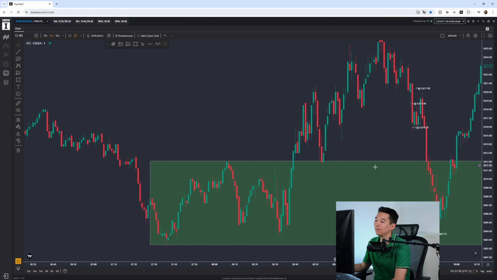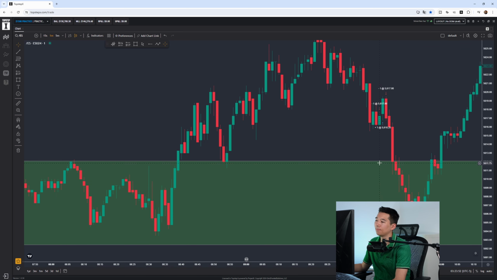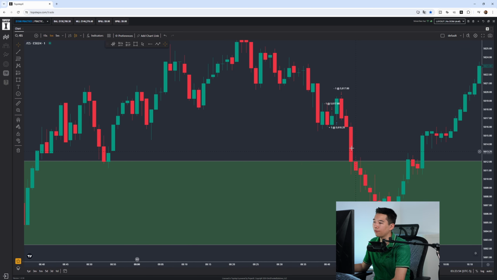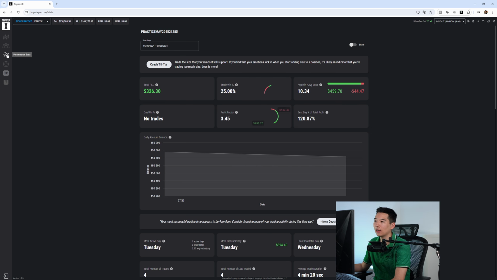Now somebody can say, is this gambling? And I'm telling you, if you risk $60 and you lose $60, but you make $500, this is not gambling. This is how trading works. You can see here, the average losing trade was $44. The average winning trade was $459.